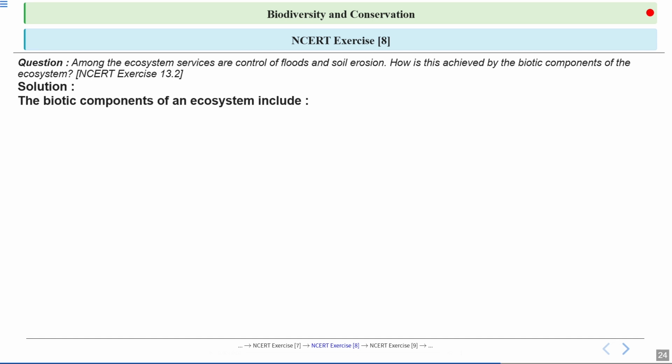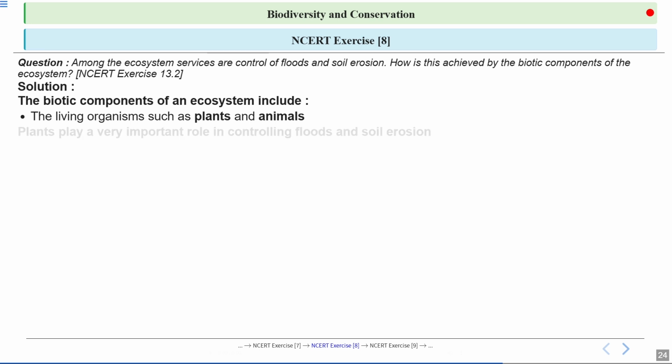See, the biotic components of the ecosystem include living organisms such as plants and animals. These organisms carry out various life processes such as nutrition, respiration, excretion, growth, and reproduction, and they also respond to stimuli. So they are the biotic components of the ecosystem. Now, plants play a very important role in controlling floods and soil erosion. Plants help control floods and soil erosion by holding the soil together with their roots, which prevents the soil from being washed away during heavy rains.